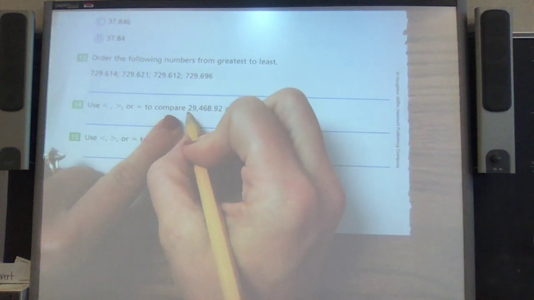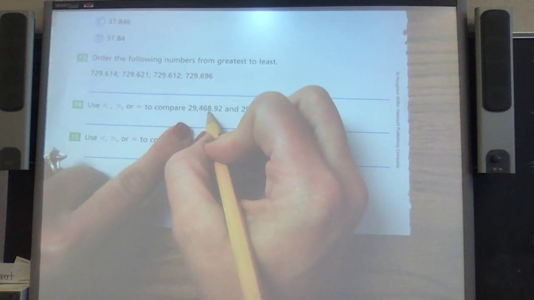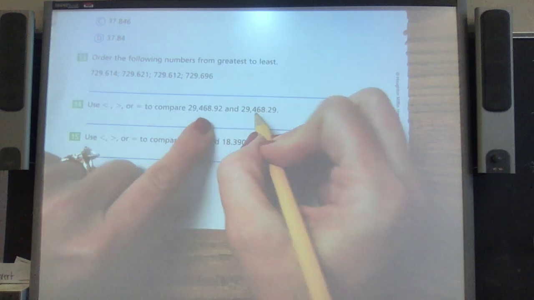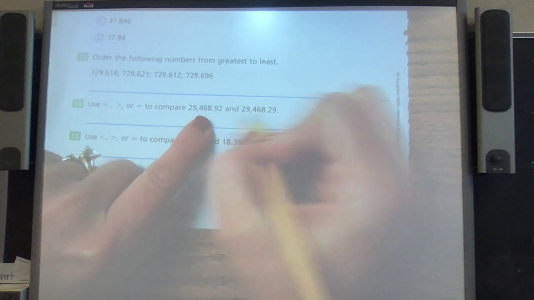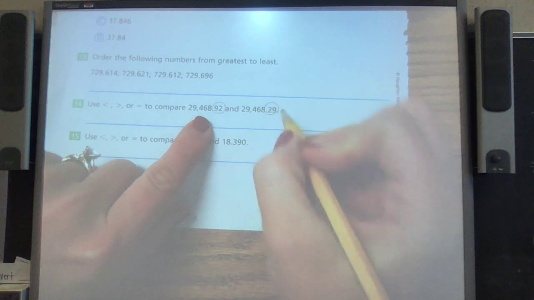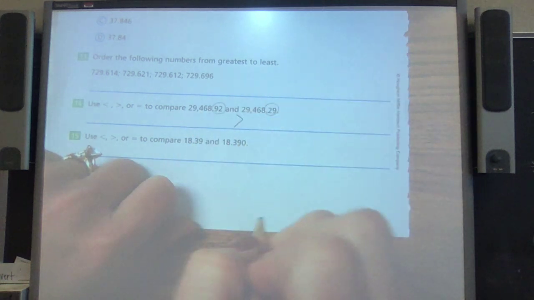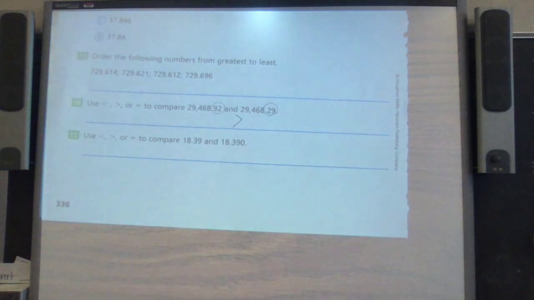We've got 29,468 and 92 hundredths. 29,468, they're both the same there. We're just looking at the 92 and the 29. And 92 is going to be larger than the 29. And you do number 15.